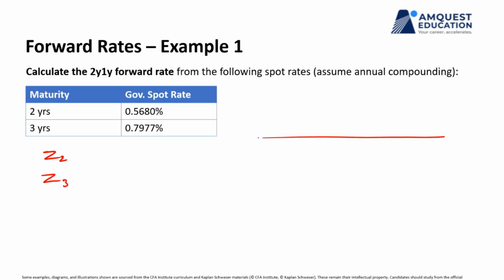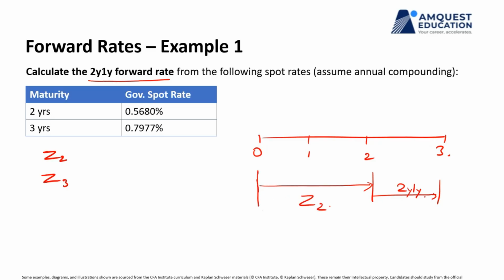And we are looking at a timeline like this: 0, 1, 2, 3. Okay, and asked is 2y, 1y, which means 2 year later, 1 year loan. So we are saying from here to here I have to go, and then from here I'm going to take a 2y, 1y. 2 year later, I'm going to take a 1 year loan. So how should I go from 0 to 2? I should go using a Z2, right? It's a 2-year loan.